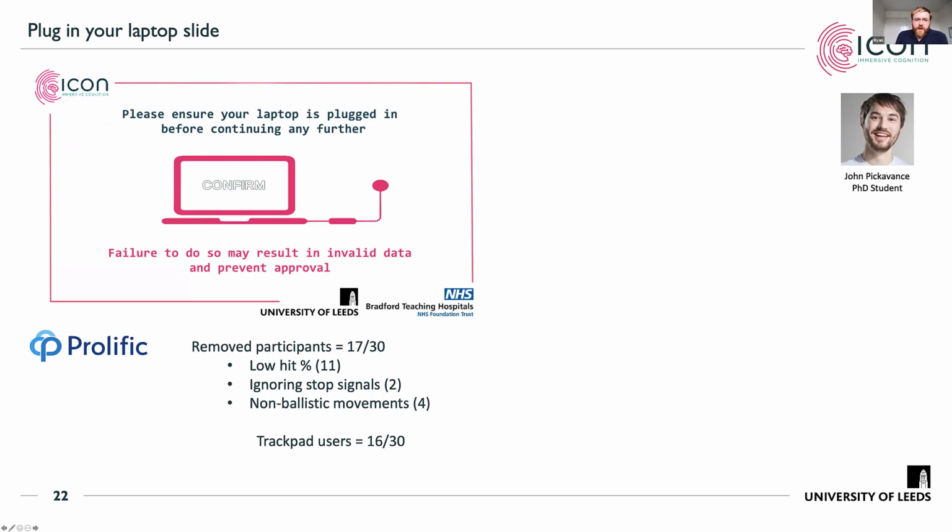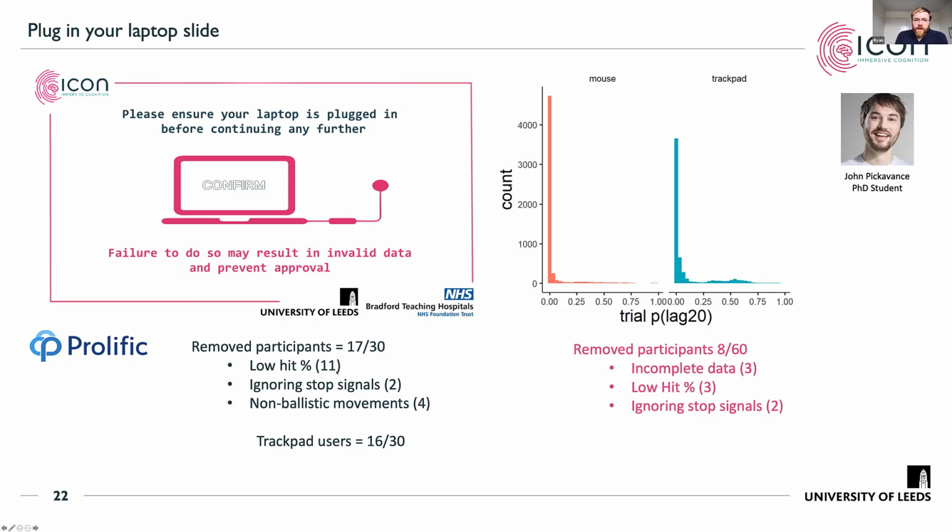And so in an initial pilot with this, he had to throw out over half the participants, 11 of which were for a low hit percentage. And after adding in this little screen, he has to throw out far fewer for bad performance. However, you still see that people using a trackpad have more laggy trials than people using an optical mouse. So in general, laptops aren't as high performing computers as a desktop PC.